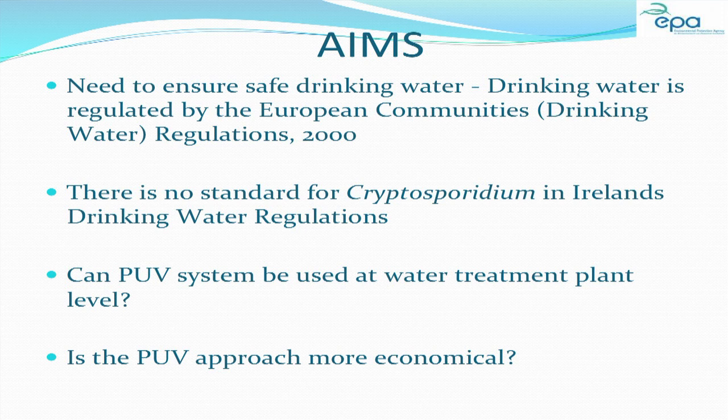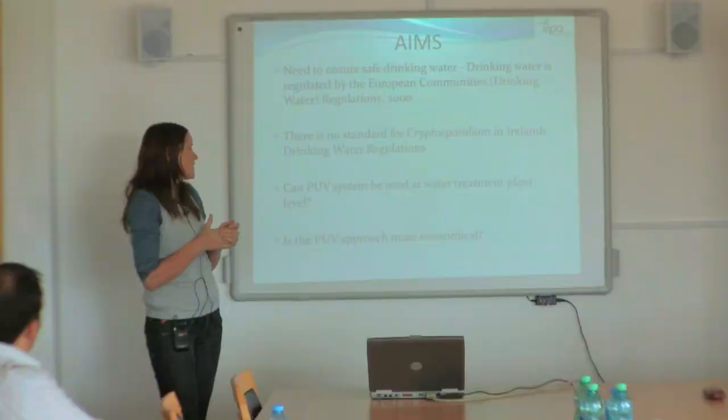Bearing that in mind, the main aim of this project was to see if we can use this pulsed UV light system that we have to rapidly, repeatedly and successfully inactivate Cryptosporidium in our drinking water supplies in Ireland, because there is a need to ensure a safe drinking water supply. At present the drinking water supply in Ireland is regulated by the Urban Communities Regulation 2000, and there is no standard for Cryptosporidium in Ireland's drinking water regulations. So we have this system downstairs, and I have been using it for my PhD studies here in the college.